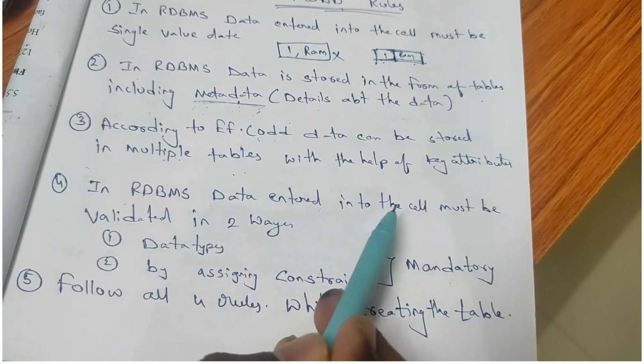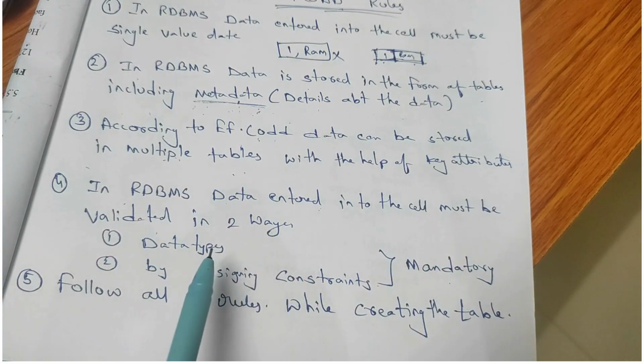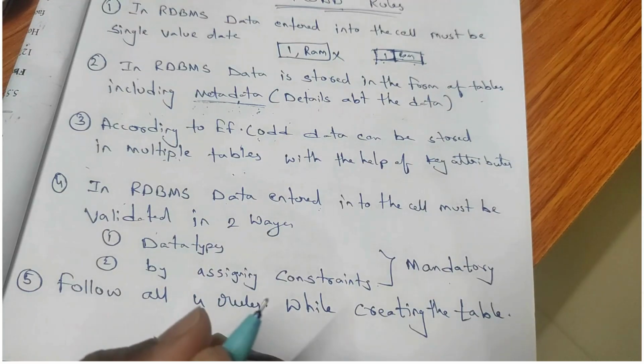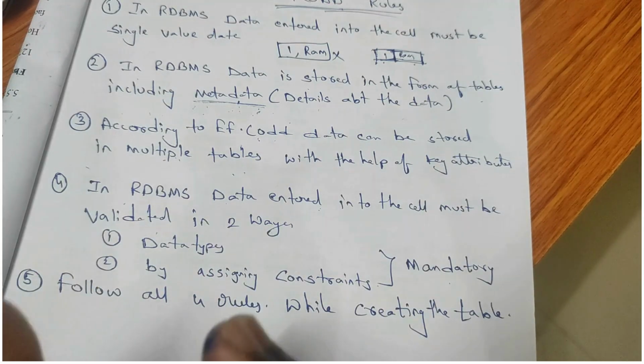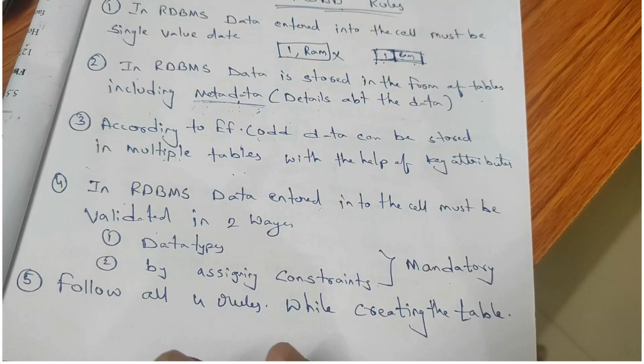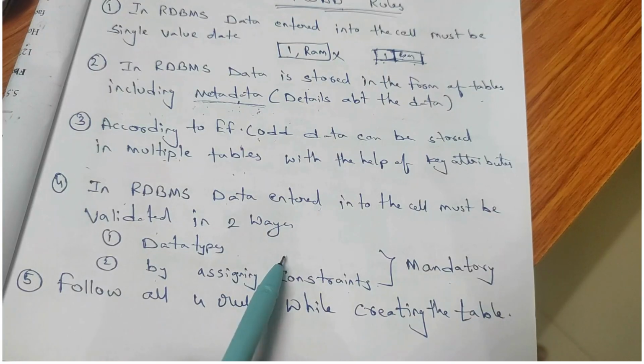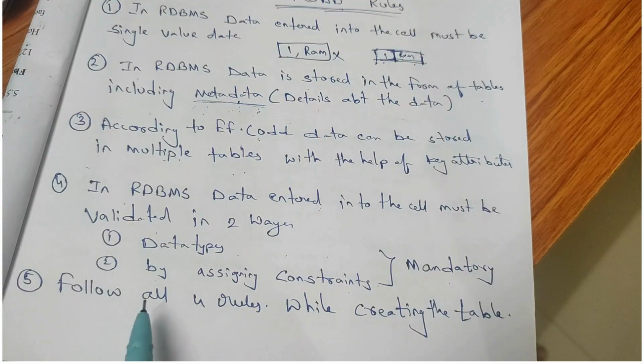Okay, in an RDBMS, data entered into a cell must be validated. Means the data which we have entered should have some value, and that value should be validated. That can be validated in 2 ways: by data type and by assigning constraints. Data type is nothing but while creating the table we have to use data types like number, varchar. Later we'll be learning that. And assigning constraints, that also we'll be learning later.